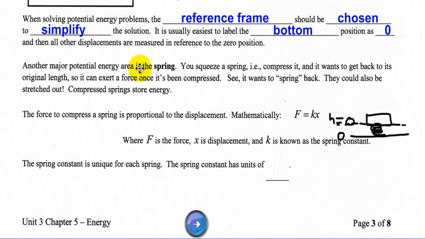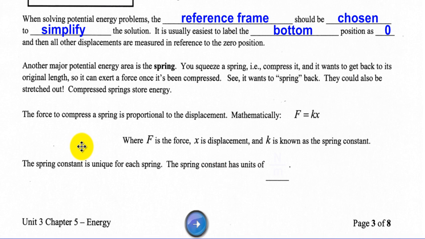Another major potential energy area is the spring. You squeeze a spring, you can compress it. It wants to get back to its original shape, so it can exert a force once it has been compressed, right? And the same thing happens if you take that spring and stretch it out.